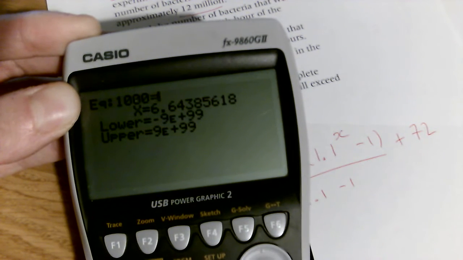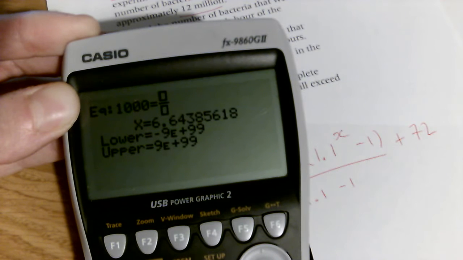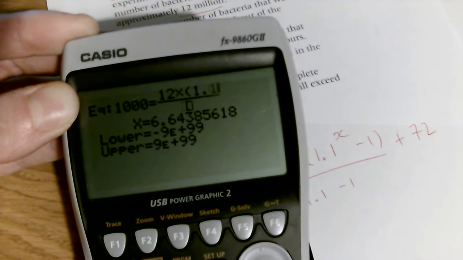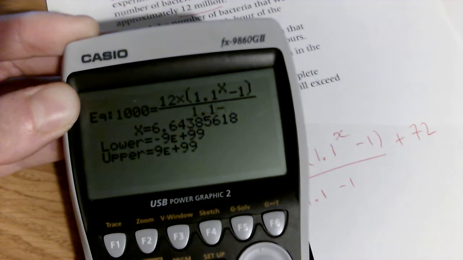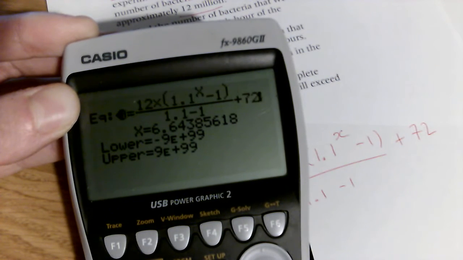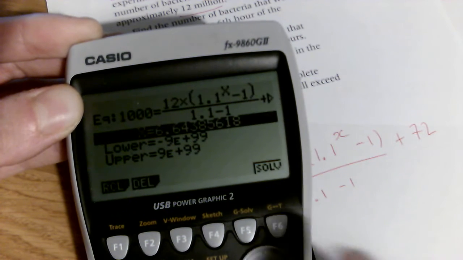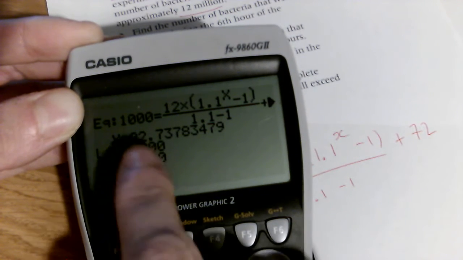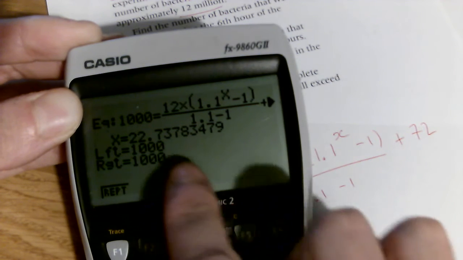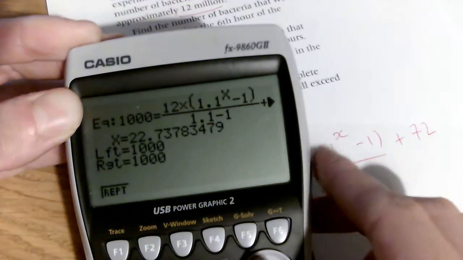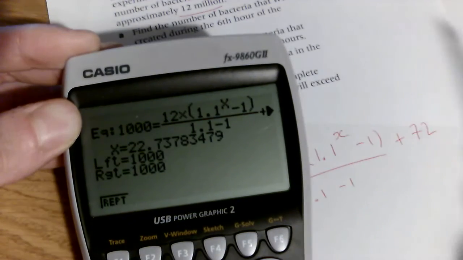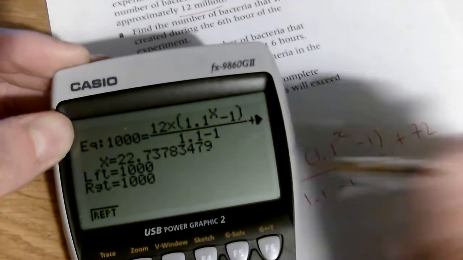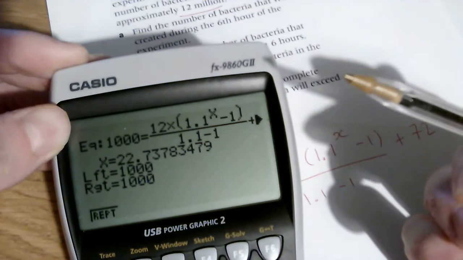1000 equals fraction 12 times 1.1 to the power of x minus 1, close the bracket, underneath 1.1 minus 1, and then don't forget to add the 72 that was in there to begin with. So hopefully that makes sense. Then we will press solve, and it says 22.73, which means that we're going to have to go for the 23rd hour in order to get the 1 billion. So 23 would be your final answer in that particular question.